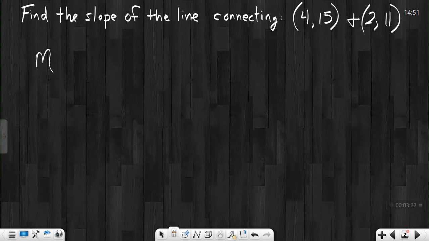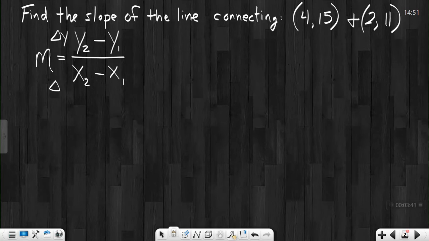We learned that the slope of any line can be determined by taking the second y value minus the first y value. That's a way that I can find my change in y, if you will. All right? And I can put that over top of my second x value minus my first x value.